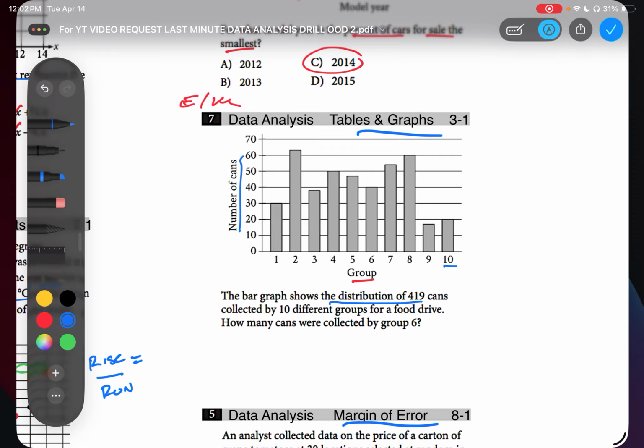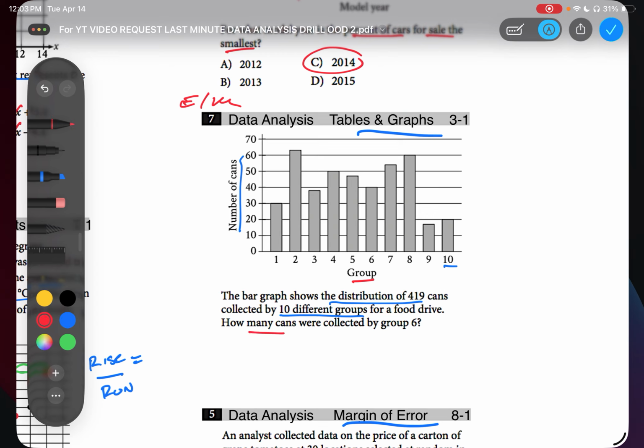The bar graph shows the distribution of 419 cans collected by 10 different groups. Here, they could ask you what is the average? That'd be 410 cans divided by the groups. What's the average per group? Stuff like that. You're just anticipating, but you're not jumping to conclusions. You want to read the question.